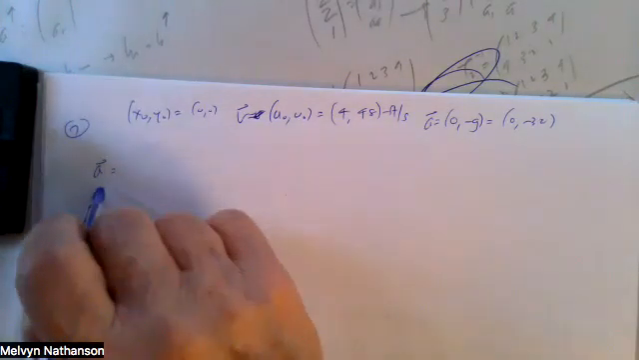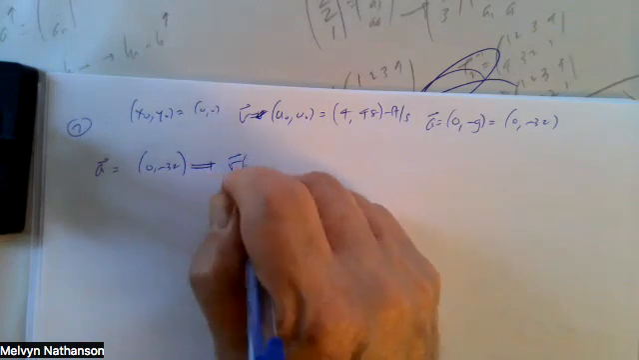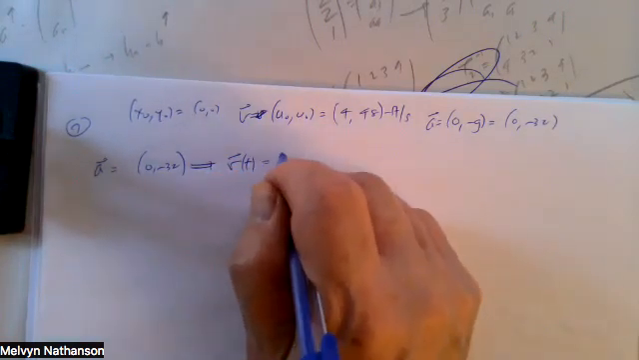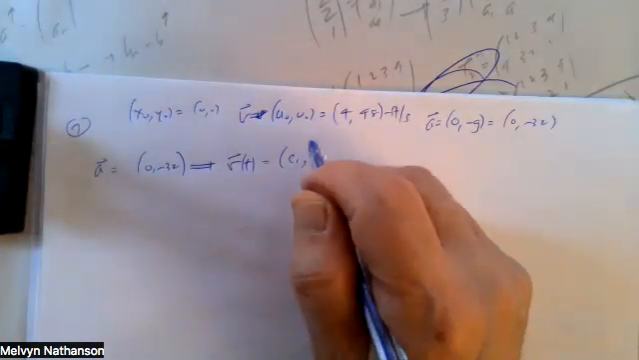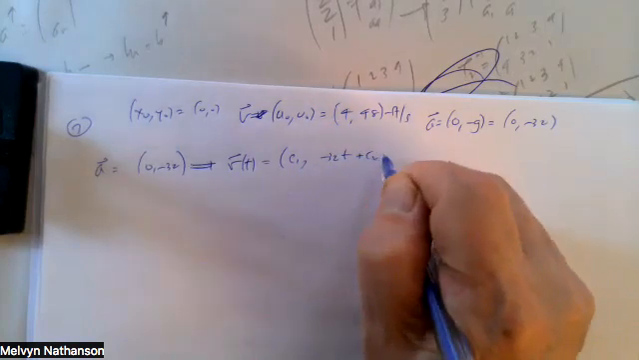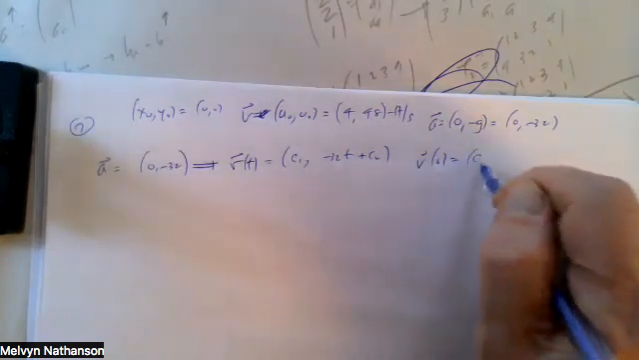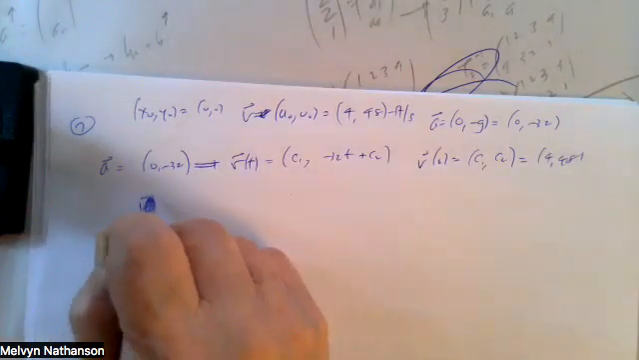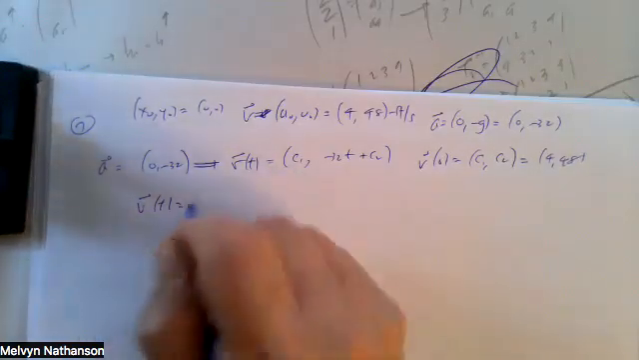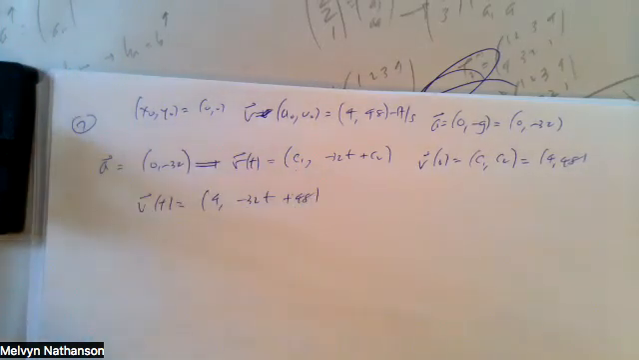So if the acceleration is 0, minus 32, then the velocity at time t is the integral. The integral of 0 is a constant. The integral of minus 32 is minus 32t plus a constant. V at time 0 is c1, c2, which has to be 4, 48, which means the velocity is given by 4, minus 32t plus 48. That's the velocity at time t.